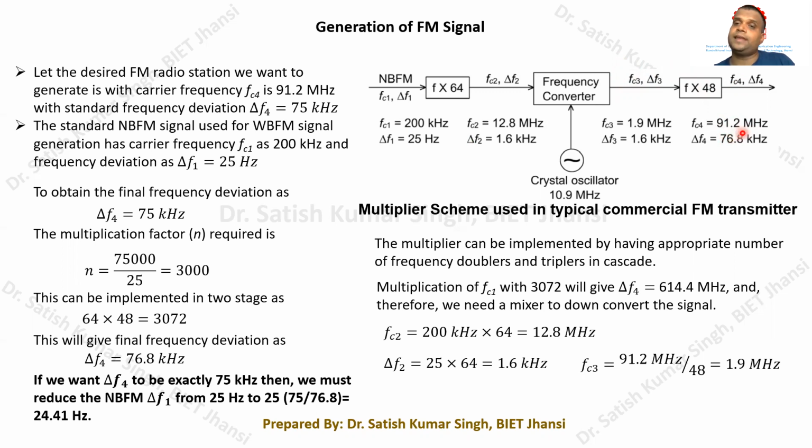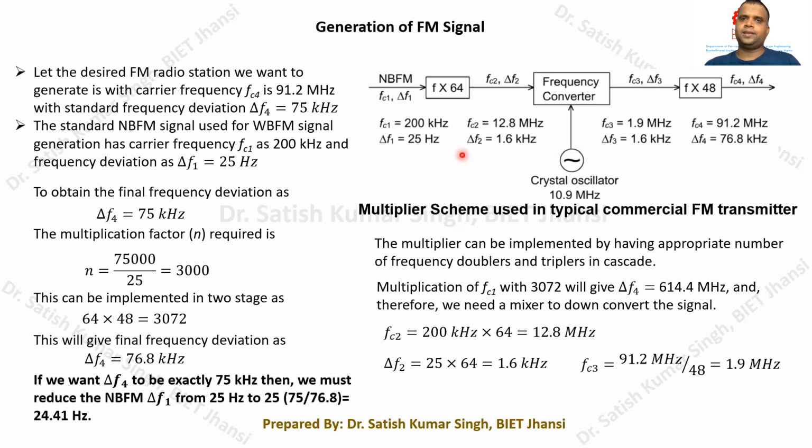So how to calculate that? It is very simple. This FC3 can be calculated by dividing the 91.2 megahertz by a factor of 48. If you divide it, you will find that this FC3 should be equal to 1.9 megahertz.